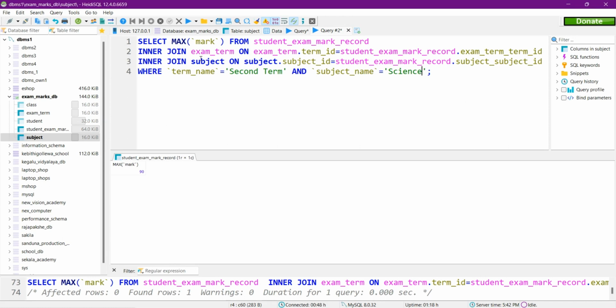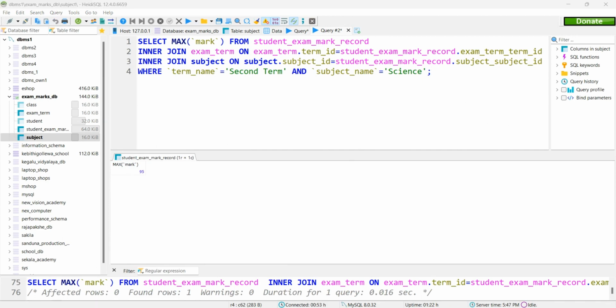Then we've joined the other two tables, which are the exam term table and the subject table, and then we have given two conditions. One is the term name and the other is the subject name. So the term name should be second term and the subject name should be science. So this is the query for the second question. If we execute this, we should get the highest mark in the second term science subject. So you can see here we've got the highest marks in the second term science subject, and this is the answer for the second question.